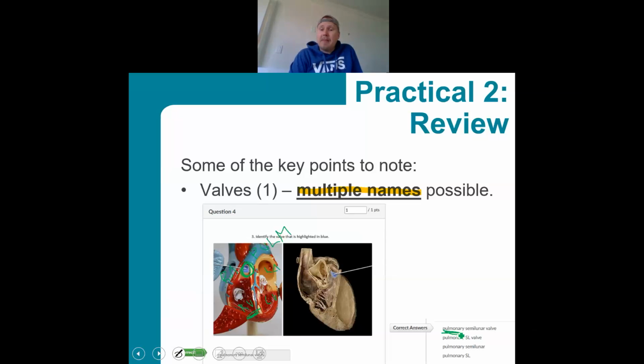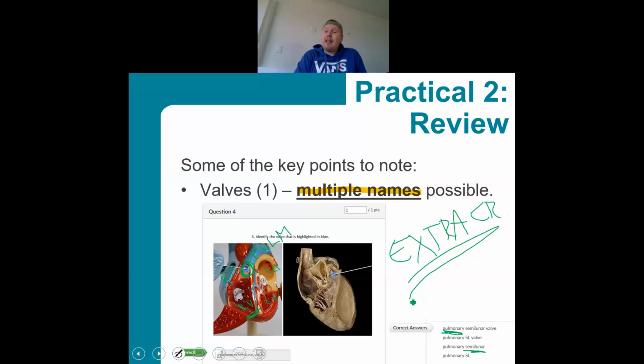But another name that we could see being used for it would be the semilunar valve. So both of those would be correct. If you used one or the other, you got full marks. But if you used both, then you could get extra credit for that. So I really encourage you to provide me with all the information that you can come up with, and I'll definitely try to award that whenever possible.